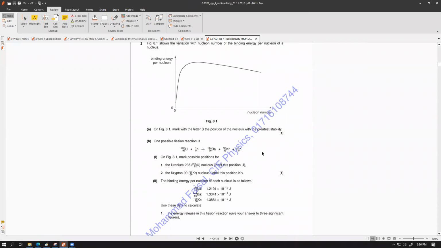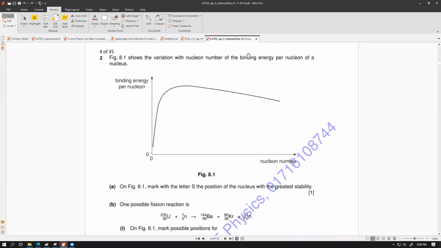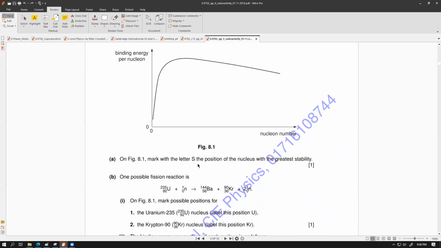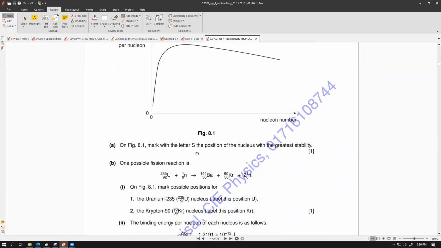Okay, here we found one. Figure 8 shows the variation with the nucleon number of the binding energy per nucleon of a nucleus. So binding energy per nucleon on the y-axis, nucleon number on the x-axis. On figure 8, mark the position for the nucleus with the greatest stability. So you pick a dot and label it S, which is iron, but they ask for S, so you label it S. One possible fission reaction is this one.